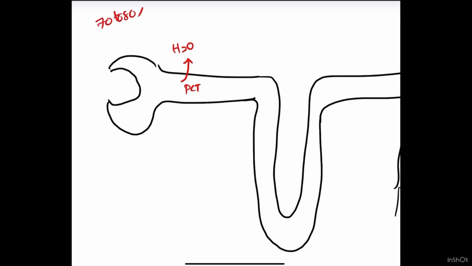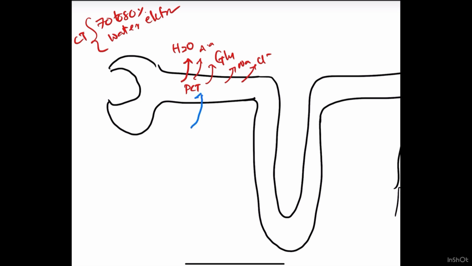70 to 80% of water and electrolytes are going to be reabsorbed in the PCT. So water, glucose, sodium, chloride ions and amino acids, all those things are going to be reabsorbed. When the arrow mark goes inside at this region, ammonium ions and H plus ions enter. Because of this, bicarbonate ions are going to be reabsorbed.